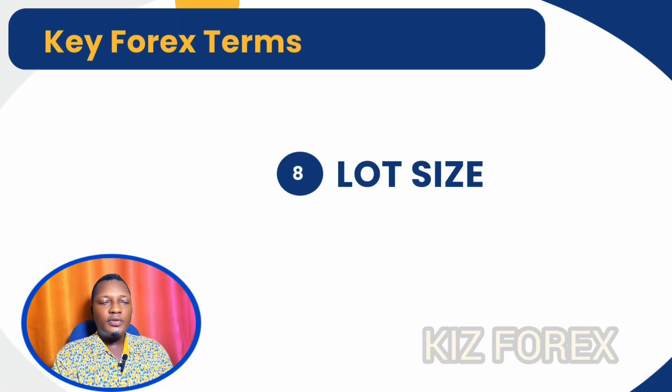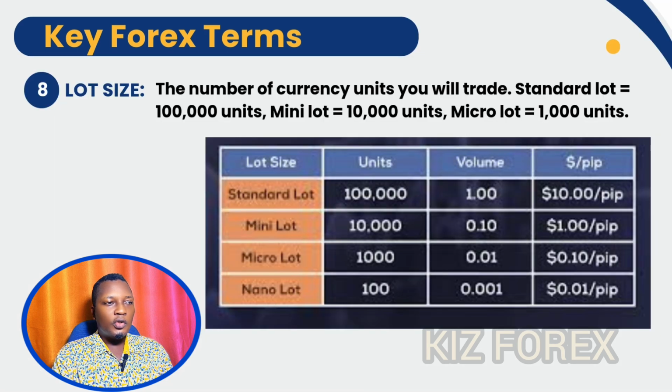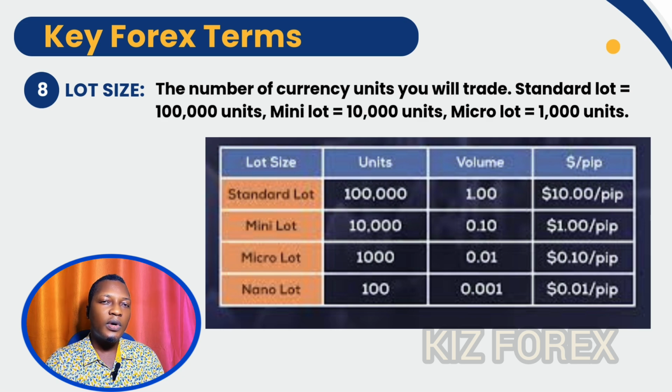Another key terminology that you need to know in the Forex market is known as the lot size. Now, what is lot size? A lot size is the number of currency units that you actually trade. Now, we have 4 major types of lot sizes. Number 1 is the standard lot size. We have the mini lot size, we have the micro lot size, and we have the mono lot size. These are rated individually different.